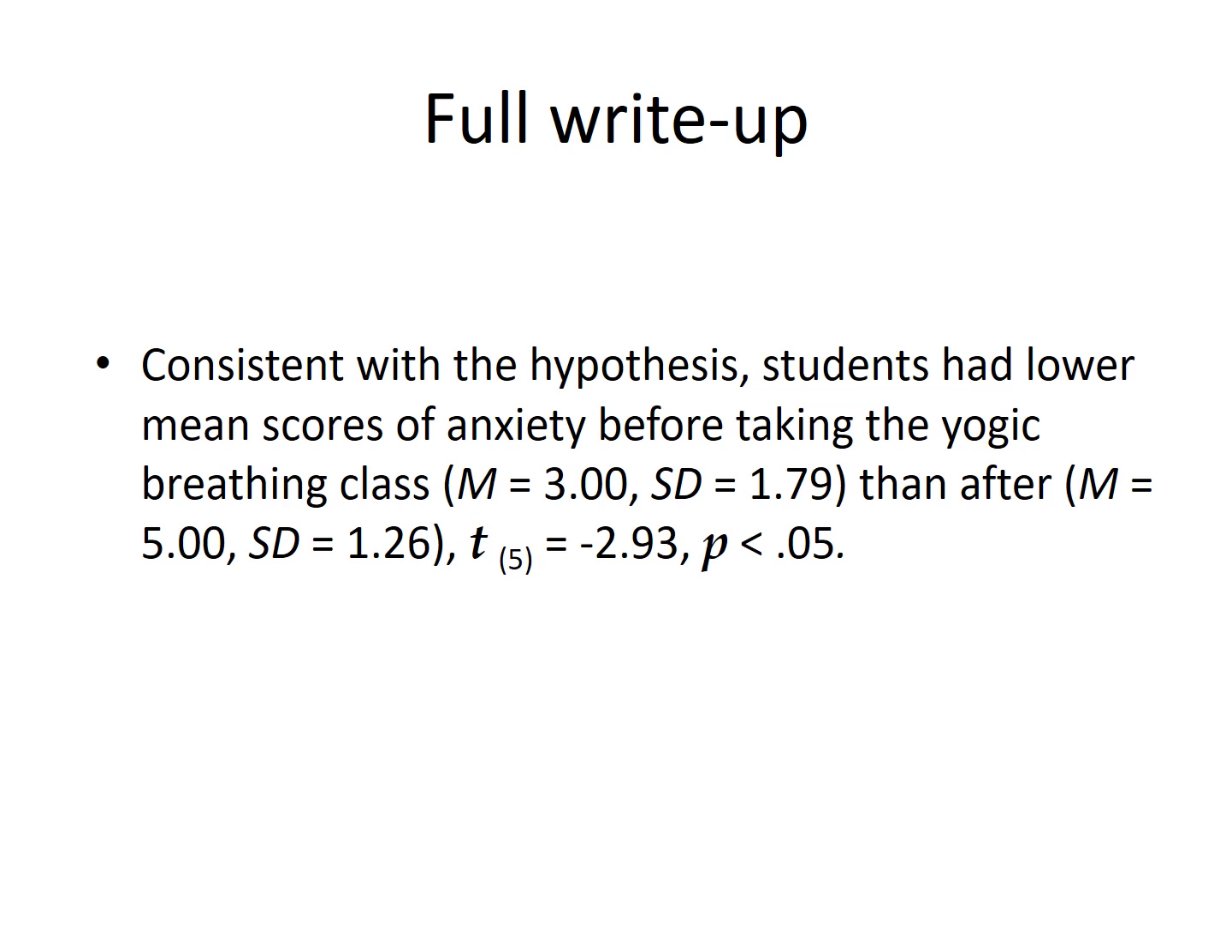So here we've shown that anxiety was lower before compared to after, and we're showing that the t-test tells us that the difference from pre to post is large enough to be unlikely to be due to chance. That p less than 0.05 means we're at least 95% sure that this difference in the mean scores is not due to random chance.